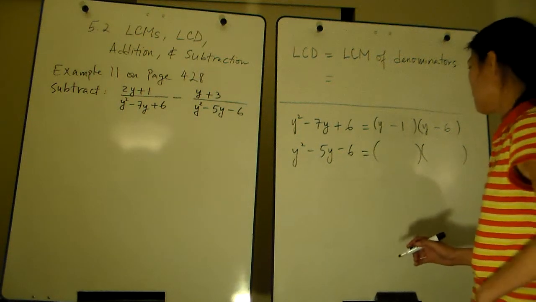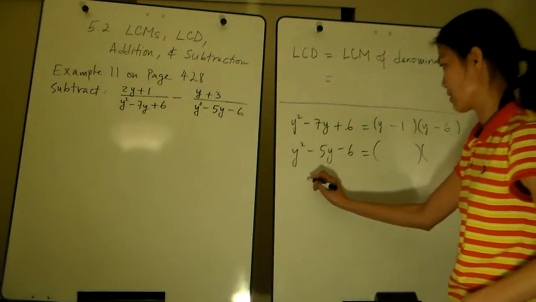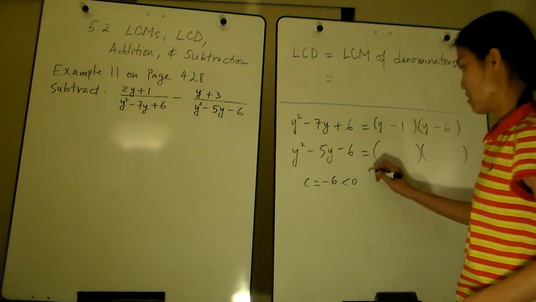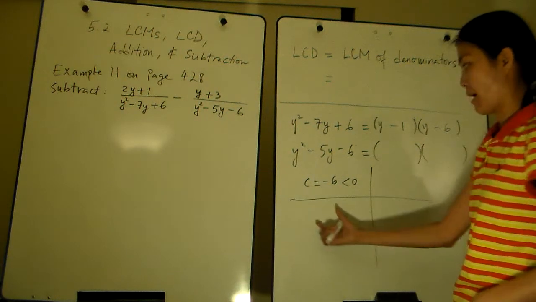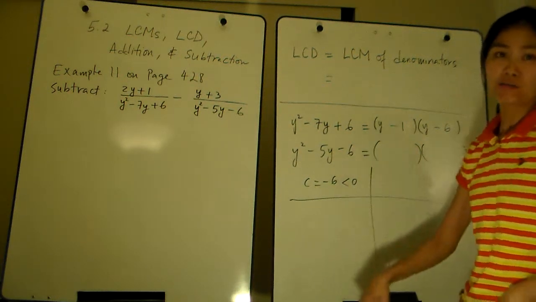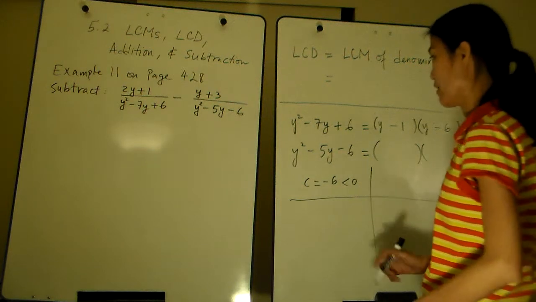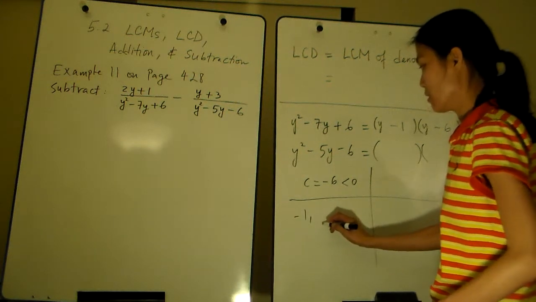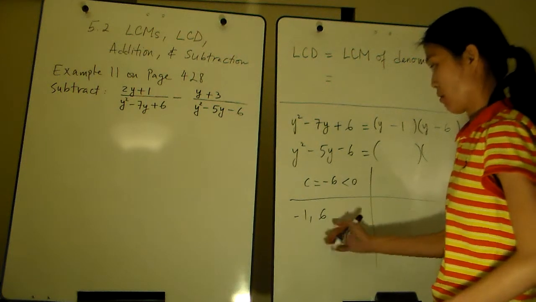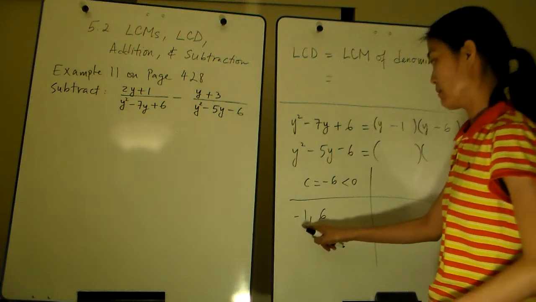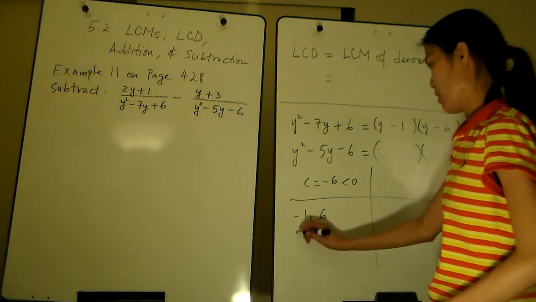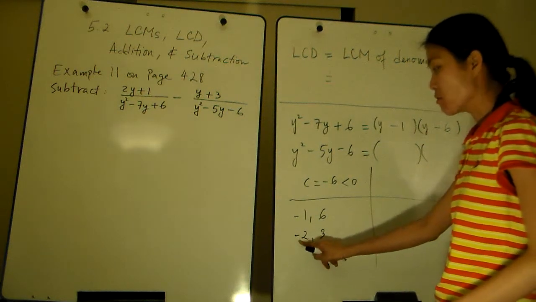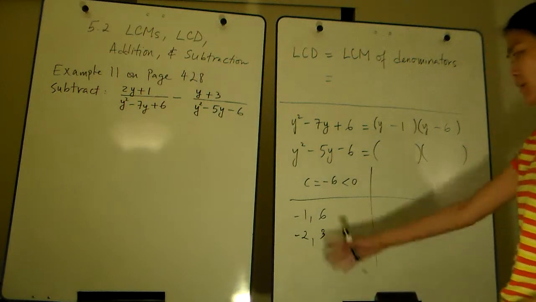Alright, now this time c is negative 6. So that means all the factors you found will have opposite signs. One is positive, the other one negative, if c is negative. So negative 6 can be negative 1 times 6, or the other way around, positive 1 times negative 6, negative 2 times 3, or the other way around, positive 2, negative 3, and it looks like that's all you can have.